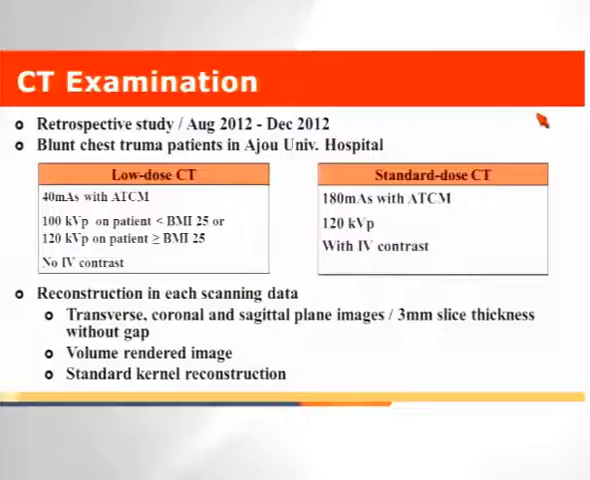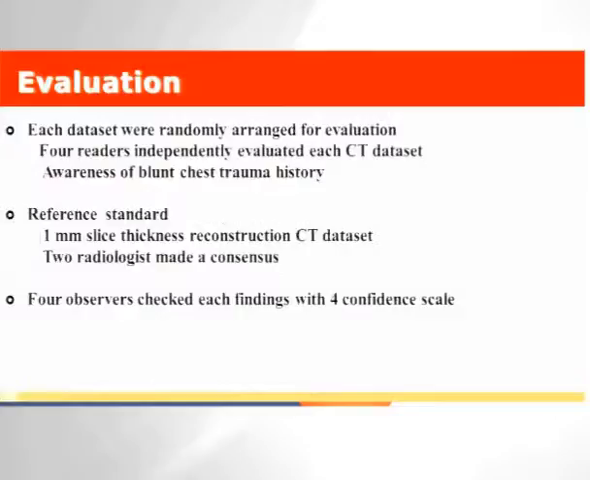On the standard CT scan, tube current was 180 milliampere seconds and tube voltage was 120, the fixed value. And reconstruction in each scanning data included transverse, coronal, and sagittal plane images, which were 3 millimeter in slice thickness without gap, and the following rendered image was also taken. We used the standard color reconstruction.